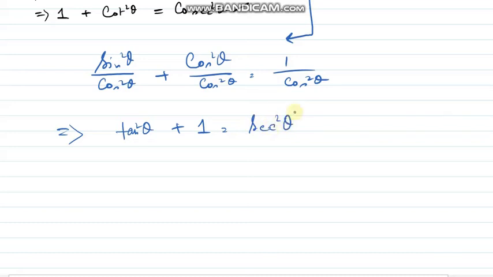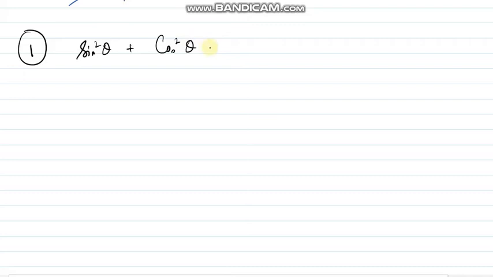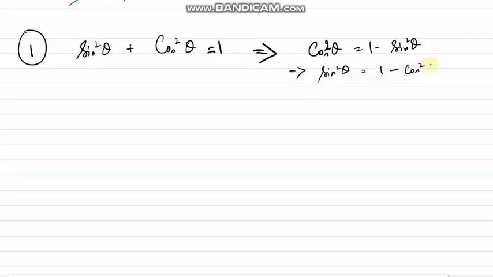Please be very careful students, we are going to remember only 3 identities. The first identity that I am going to remember is sin square theta plus cos square theta equals 1. If you know this identity, if you transform, we can get cos square theta equals 1 minus sin square theta, or sin square theta equals 1 minus cos square theta, right? So I am going to remember only this identity. The other 2 identities will come automatically.